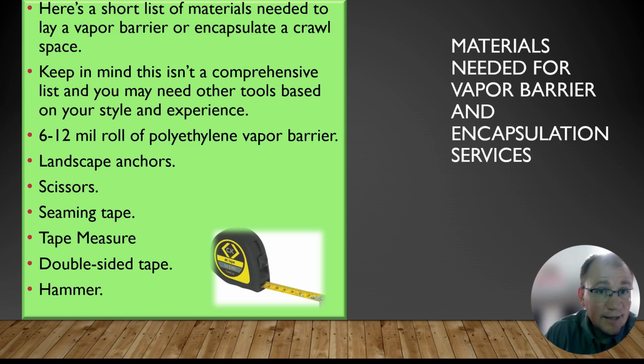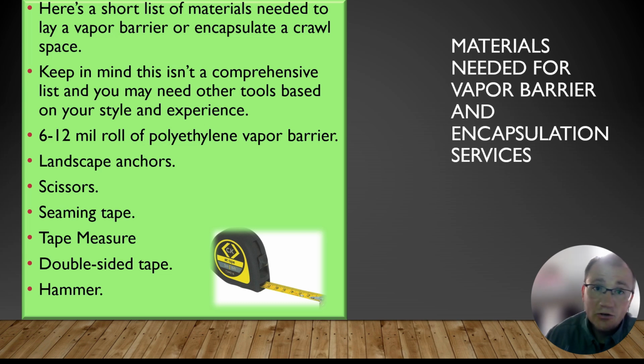You need things like seaming tape. Obviously you're going to have multiple sections of the vapor barrier, and you're going to need to seam it together. So I like a 6-inch wide seaming tape. I typically do all my vapor barriers and encapsulations in white, so I'll use a white seaming tape that's made specifically for vapor barriers.